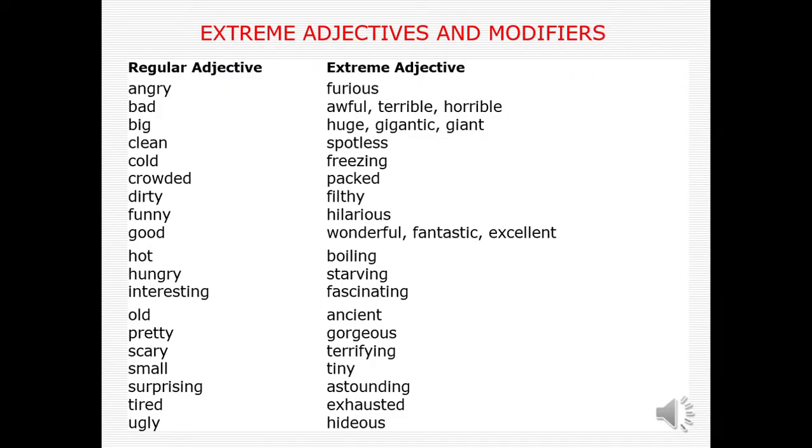Here are some extreme adjectives and modifiers that are usually part of expressing and describing qualities. So if I have, for example, angry, if I want to use the extreme, I'm going to use the word furious. If I'm going to use the extreme of clean, I'm going to say spotless. And here are some more examples then.